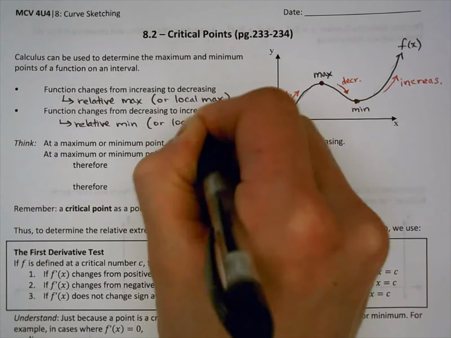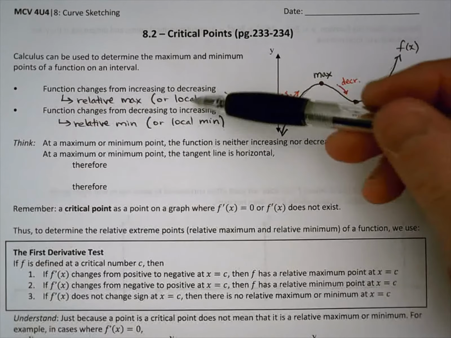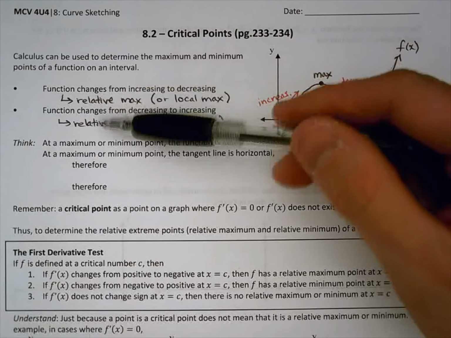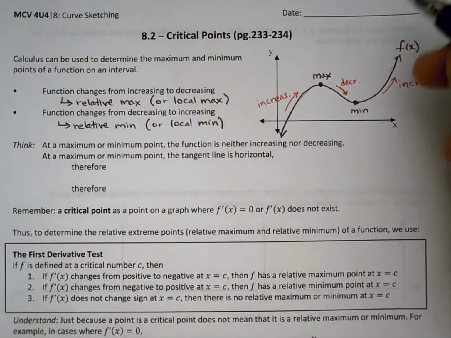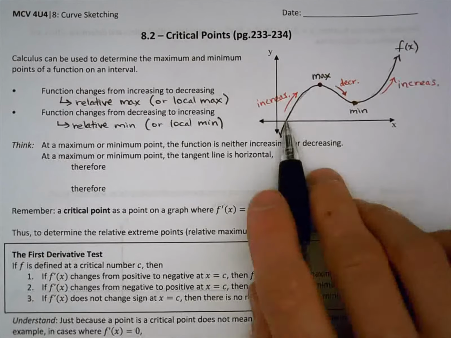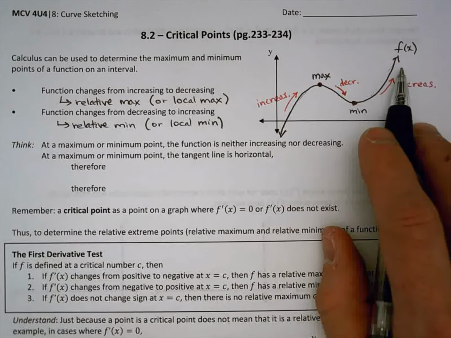There are two types of language we use. In the regular grade 12 course, like a non-IB course, we use local min and local max, but IB really emphasizes relative min and relative max. So I'll try to use both of those terms in our course. To find the max and min points is pretty straightforward. A max is where you go from increasing to decreasing. A min is where you go from decreasing to increasing.